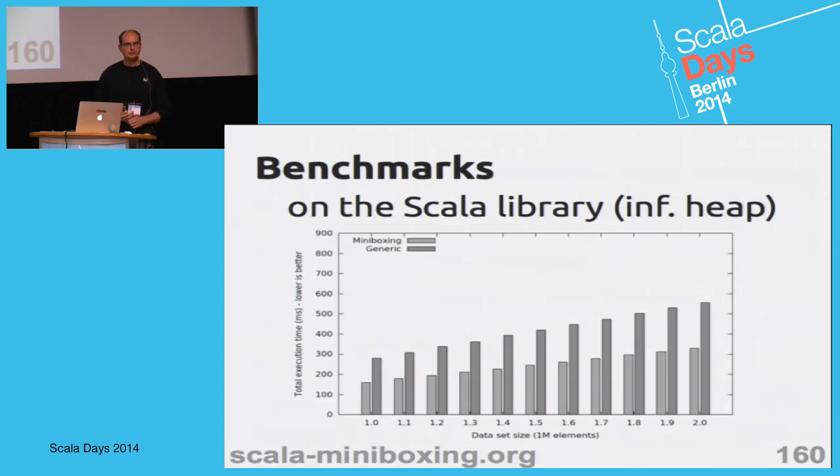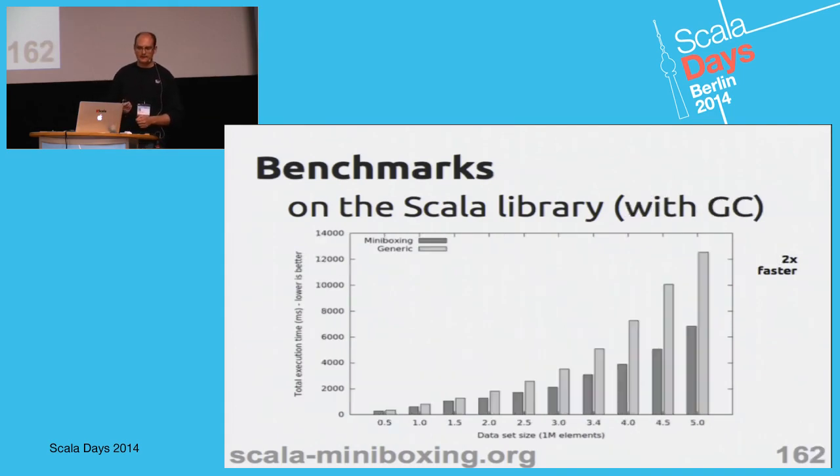Considering an infinite heap, meaning that there's no garbage collection happening, we are 1.7x faster than the Scala library. And then if you consider garbage collection, because then you start seeing the fact that miniboxing actually has a more optimal representation, we get 2x faster. Unfortunately, I don't have the numbers for specialization on the slide because I have no idea why. After 1.5 million elements, it started consuming a lot of memory and continuously running into GC cycles.